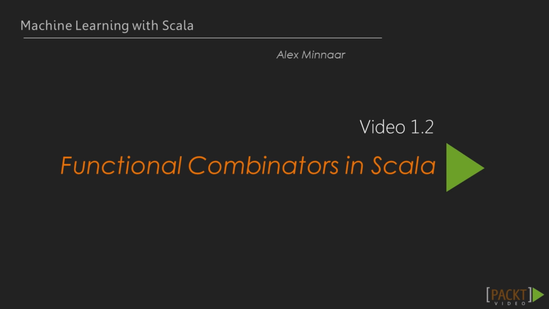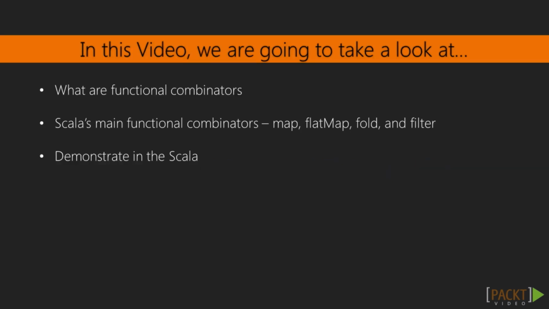Functional combinators are a very important part of the Scala language because they allow you to manipulate Scala collections like lists and sets and maps in a functional way. Later in the course, when we start implementing our own machine learning algorithms in Scala, we will be using functional combinators quite heavily. In this video, we will first describe what functional combinators are as well as some of their properties. Then we will present some of Scala's most common functional combinators like map, flat map, fold, and filter. Finally, we will demonstrate how these popular combinators are used in the Scala REPL.